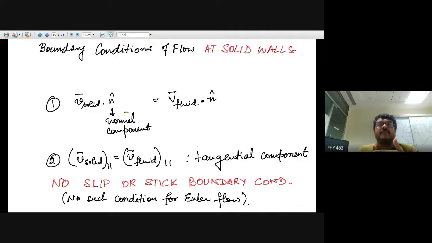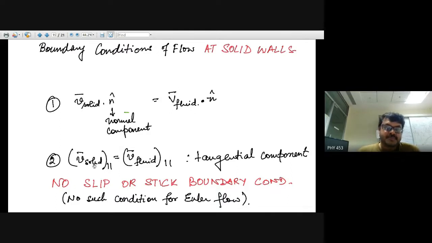So today we're going to just discuss, suppose there was a fluid, and you have a fluid flowing past a wall. Then the fluid cannot enter the solid, so the normal component of the velocity of the solid has to be equal to the normal component of the velocity of the fluid at the wall.